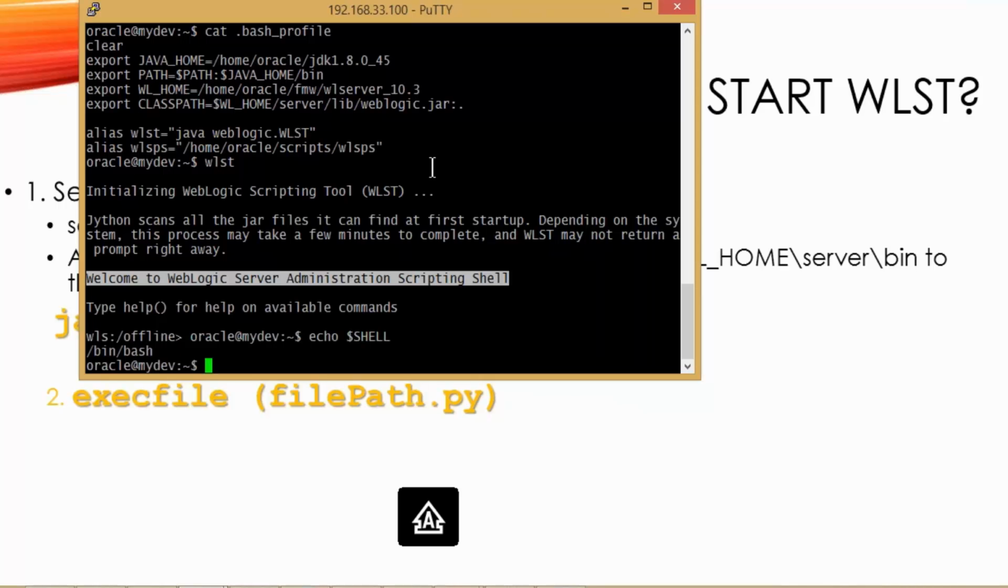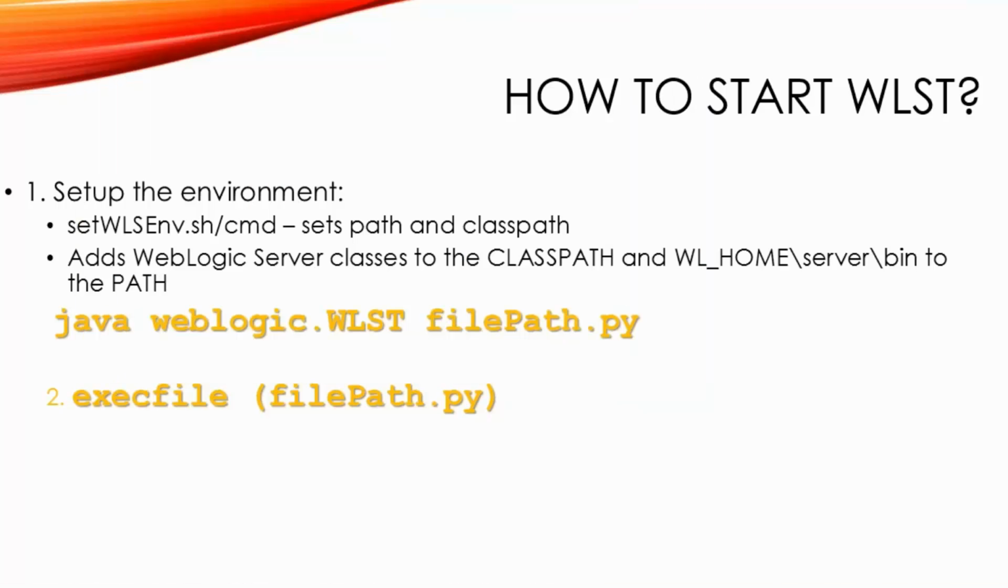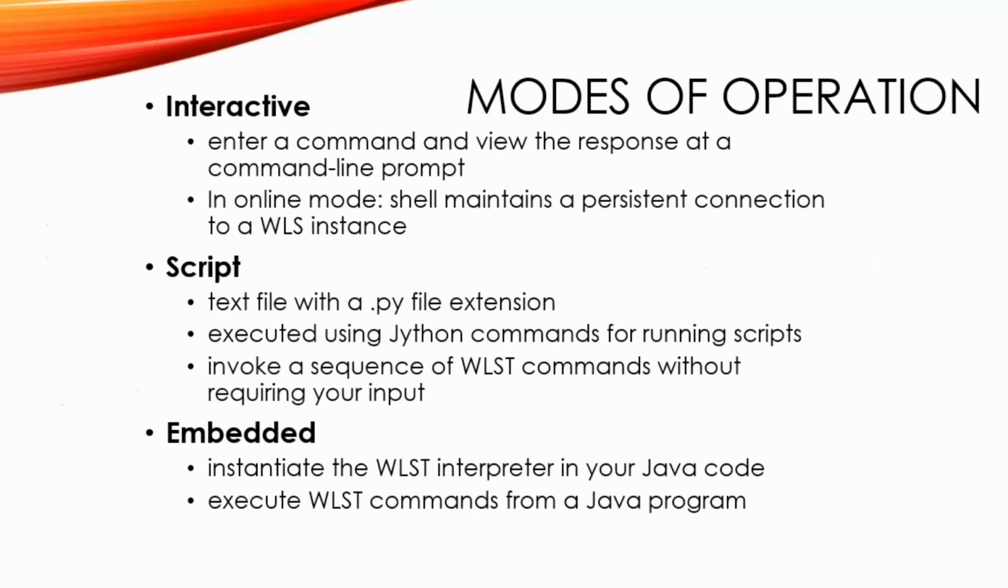I am in bash shell. Okay, so this is how we are going to invoke. Whenever you are running any script, we have three options, three operation modes. One is interactive mode. Whenever you enter into the WLST prompt, that is offline, there you can do something. Or if you are connected to the admin server, then it is called online.